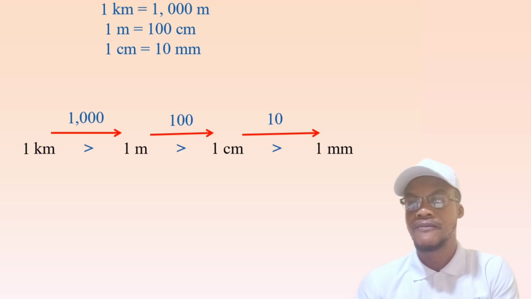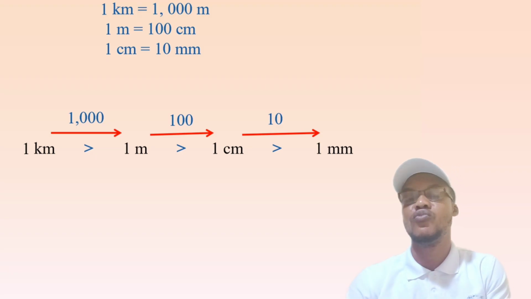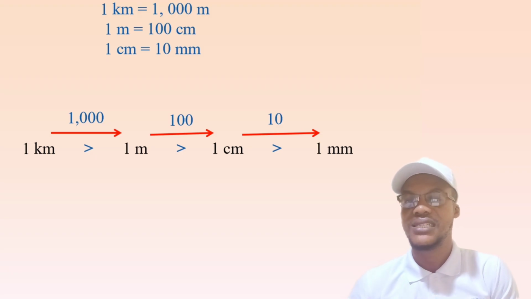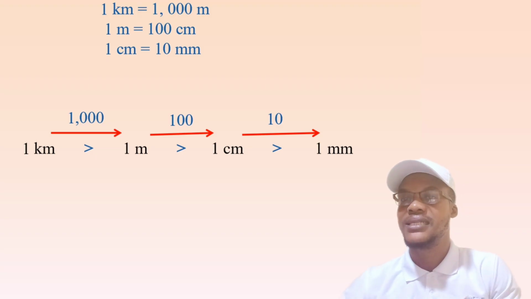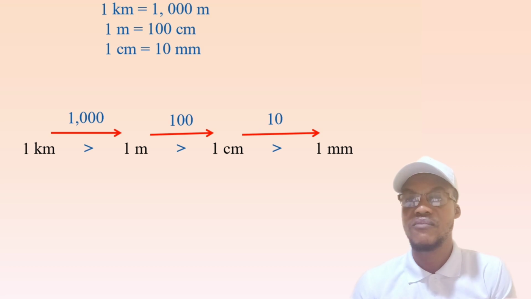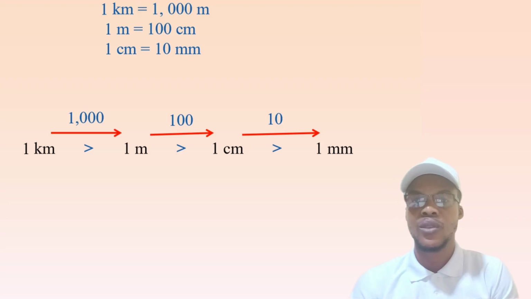So 100,000 centimeters will give me 1 kilometer. What about if I want to move straight to millimeters? I will have to multiply 1000 by 100 by 10. Then it gives me 1 million millimeters. So 1 million millimeters gives me 1 kilometer. So that is the conversion.